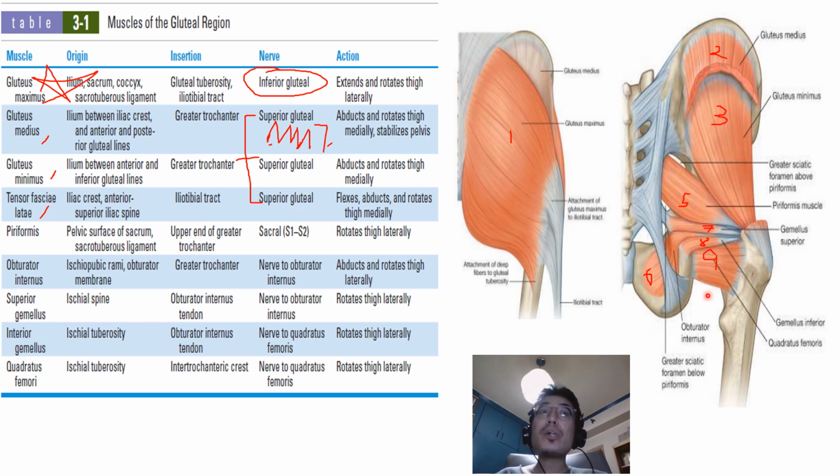Speaking of the quadratus femoris, it is this quadrangular shaped muscle over here, hence the name. It has its origin from the ischial tuberosity and it inserts into the intertrochanteric crest. It is innervated by its namesake, the nerve to the quadratus femoris, and it functions to rotate the thigh laterally as well.